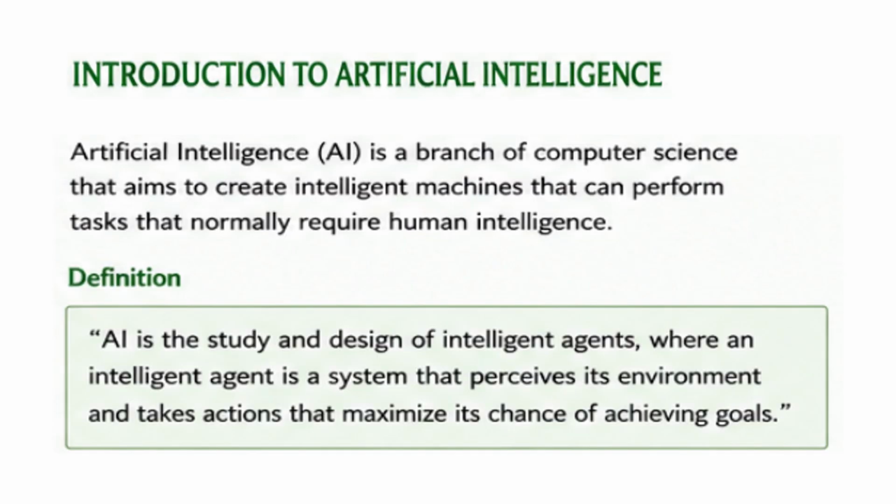So the next slide is introduction to AI. It is nothing but a branch of computer science that focuses on creating intelligent machines capable of performing tasks that naturally require human intelligence. So these tasks include learning, reasoning, problem solving, understanding language, and finally making decisions. An intelligent agent is a system that observes its environment, processes the available information, and takes appropriate action to achieve a specific goal.